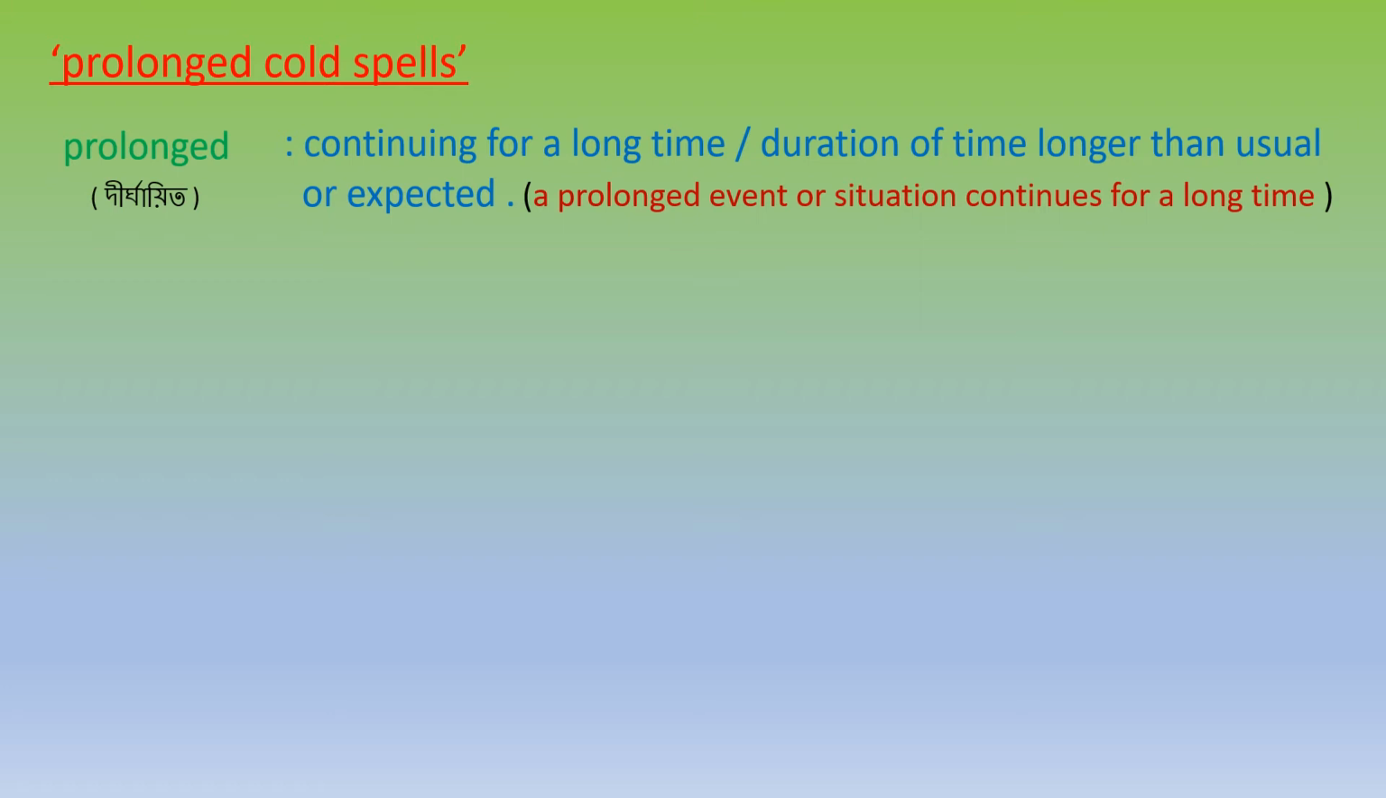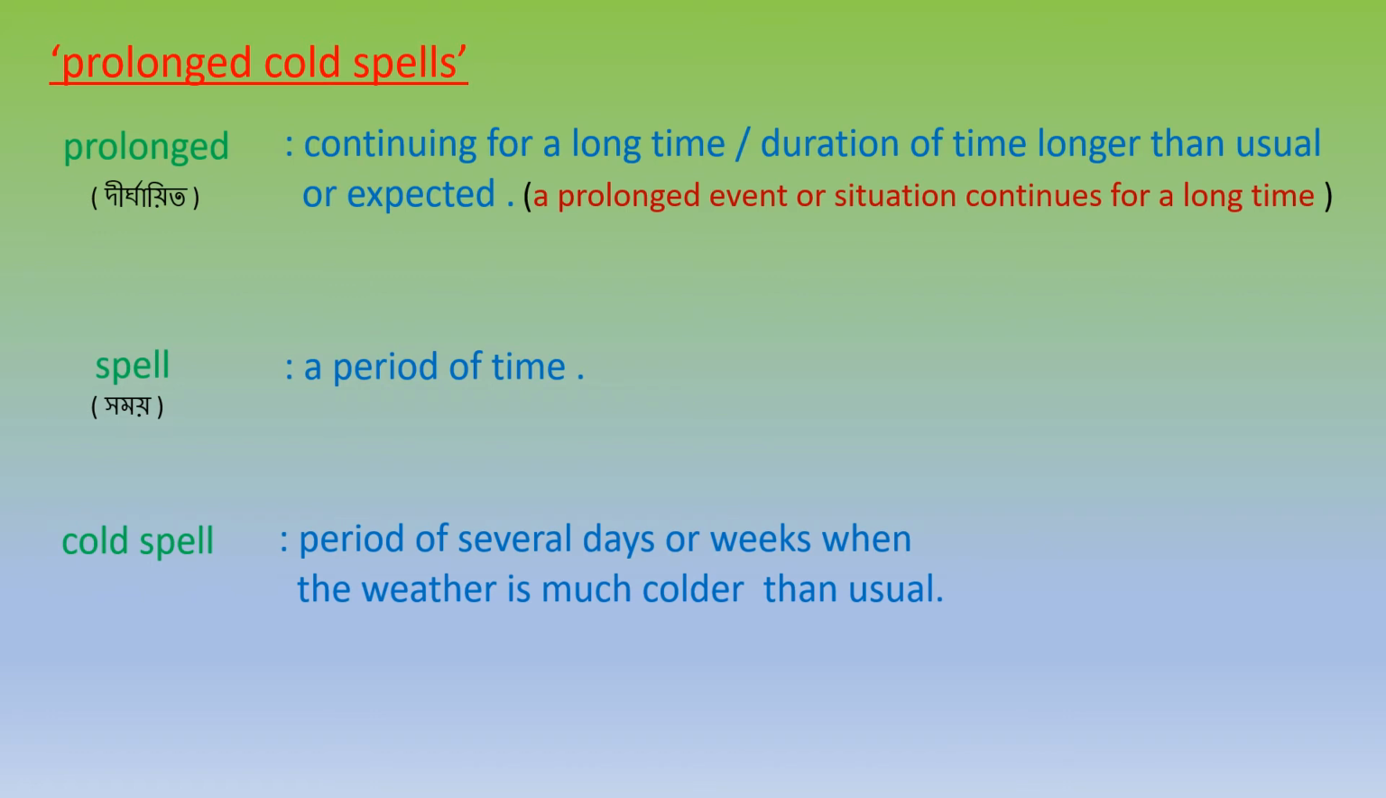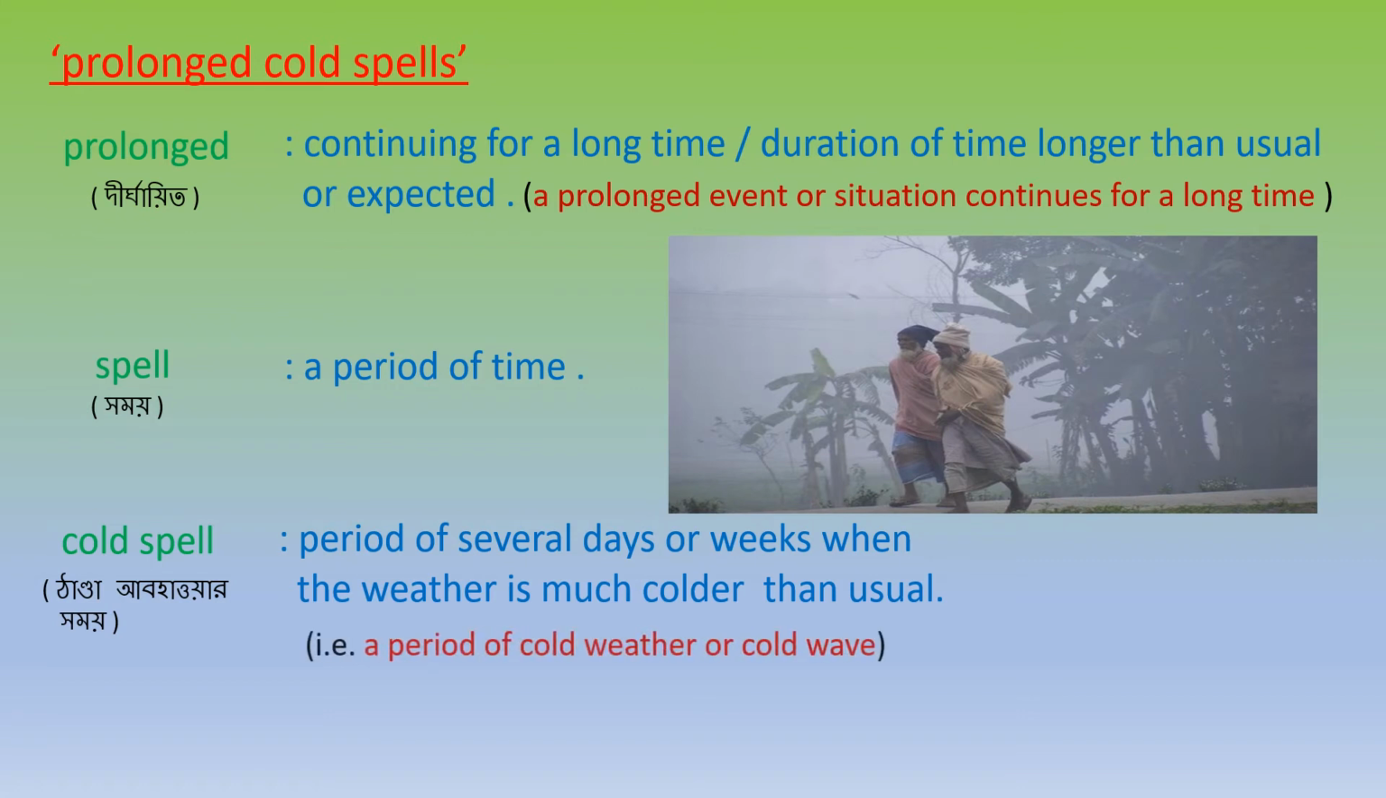Now, what is the meaning of the word spell? Spell means a period of time. In Bengali, shomoy. So, what is the meaning of the phrase cold spells? Cold spell means a period of several days or weeks when the weather is much colder than usual. In Bengali, ঠান্ডা আবহাওয়ার সময়, that is a period of cold weather or cold wave.